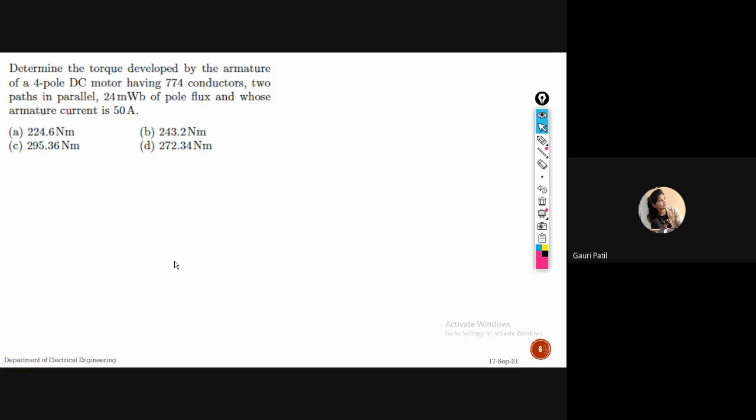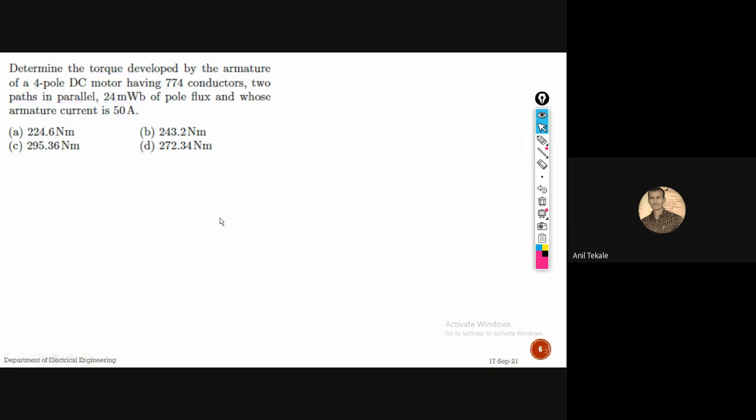Determine the torque developed by the armature of a 4-pole DC motor having 774 conductors, two paths in parallel, 24 milliweber of pole flux, and whose armature current is 50 ampere. Fine. So they have asked us the value for torque for a motor having 4 poles, 774 conductors, two paths in parallel, 24 milliwebers of flux, whose armature current Ia is also given. So all this data is given, right? With that note, we have to solve the example.